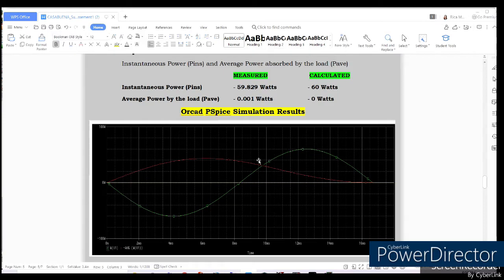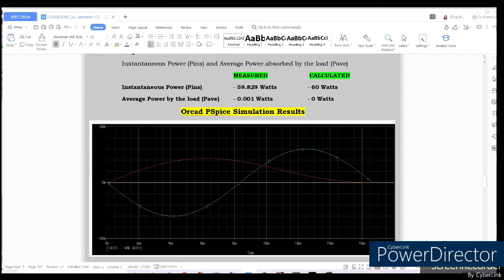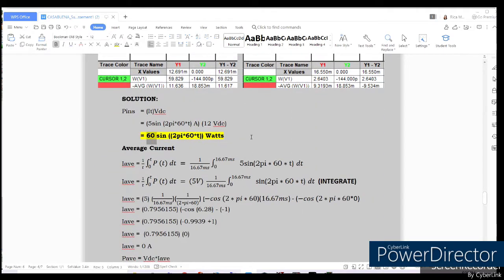Now, for our average power of the DC voltage source, our measured value is 0.001 watts. On my end, this gives us 9.3193 milli. Converting it to watts, it gives us a rounded value of 0.00 watts compared to our calculated average power, which is 0 watts. Let me explain our calculations here.